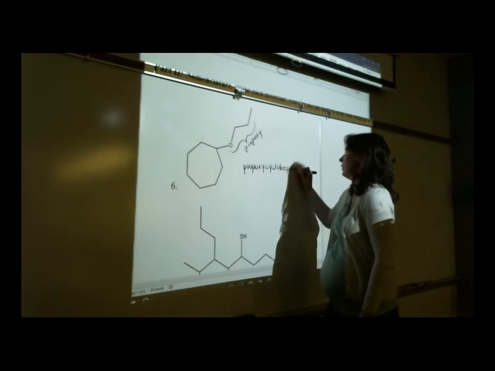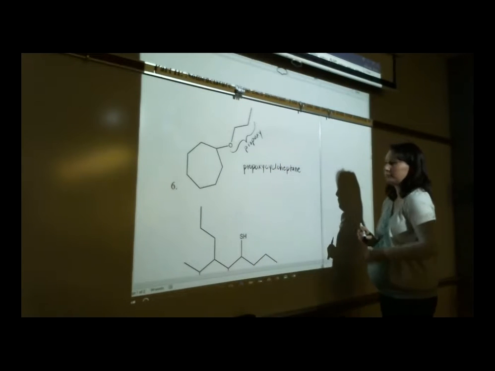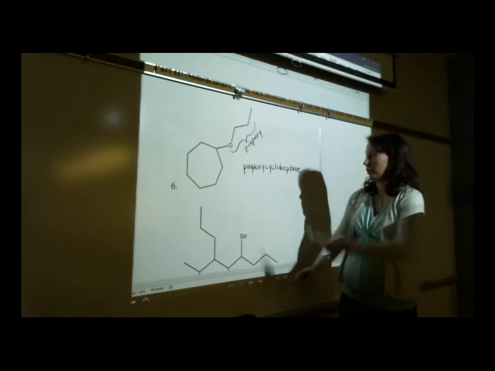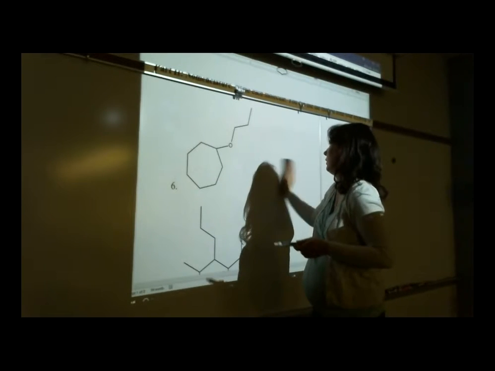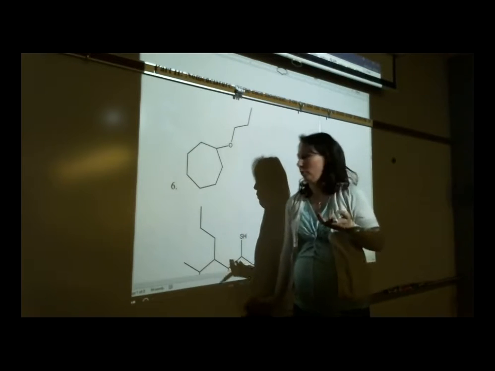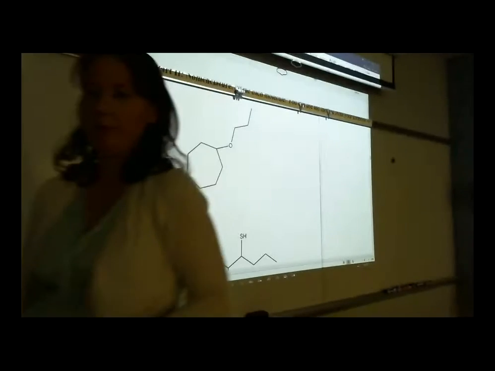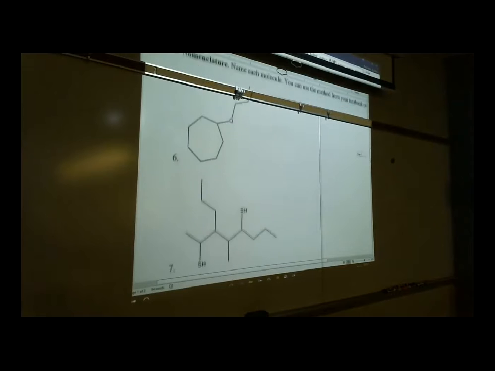Propoxycycloheptane. Good. So there's only one way to name that one, because even your textbook, which tries to just simplify it for you, uses IUPAC nomenclature for rings.